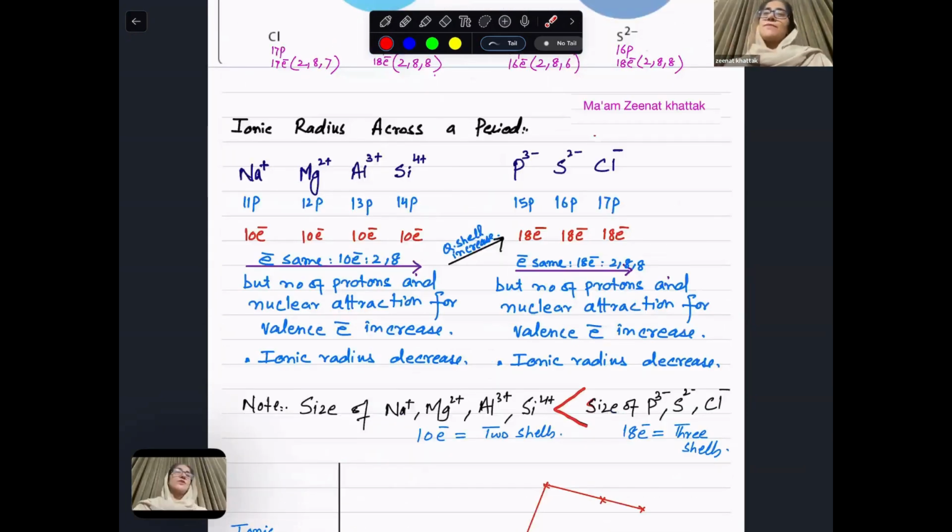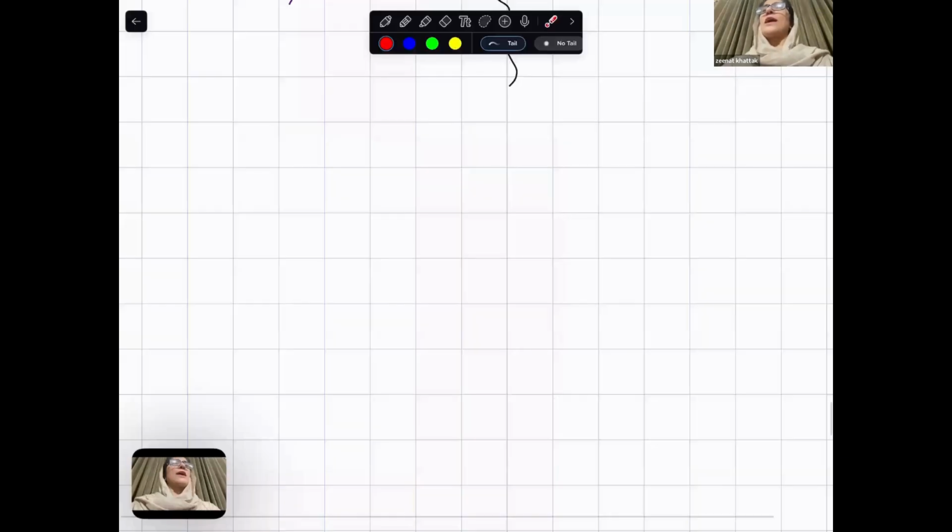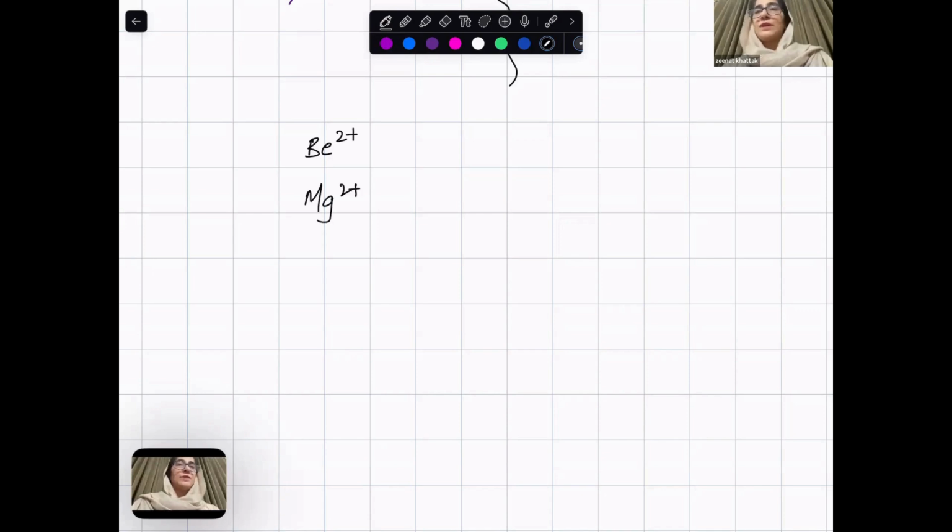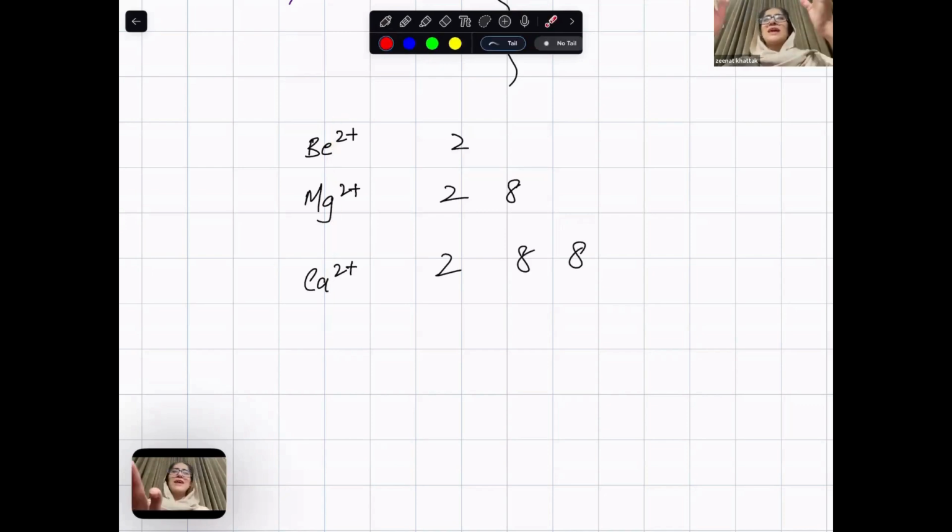Look, if we look at any group for ions even, suppose Be2 plus, Mg2 plus, down the group, calcium 2 plus, 2, 8, 8. It's obvious that down the group, whether it's a cation or in any group, since the number of shells is more, when the shells are more, the size will be bigger down the group. Across a period in ionic radius, you know what is happening?